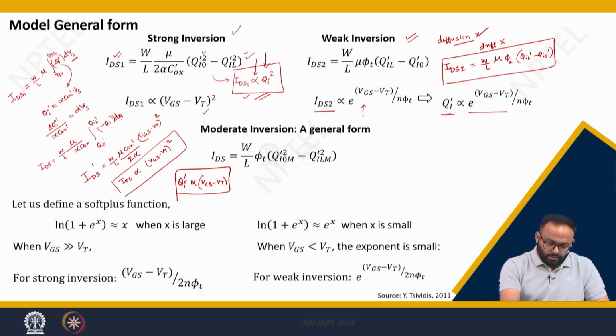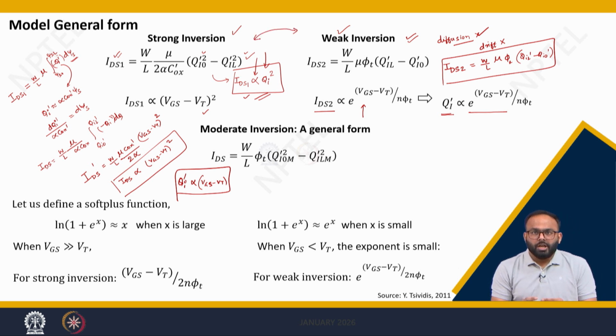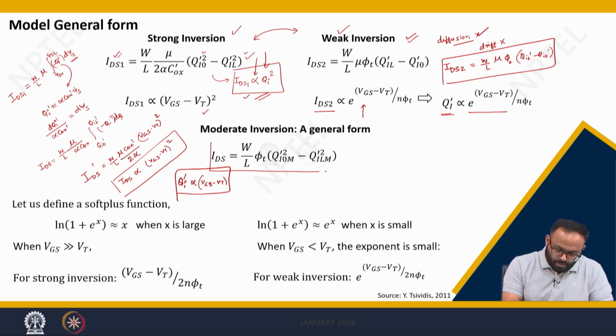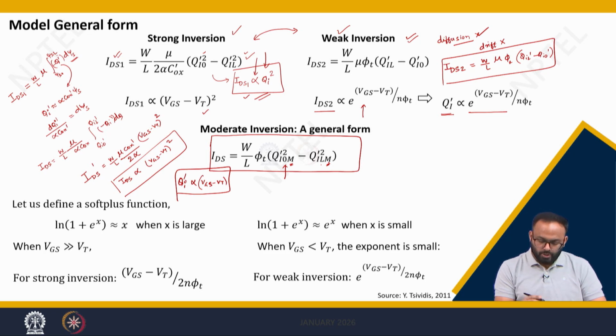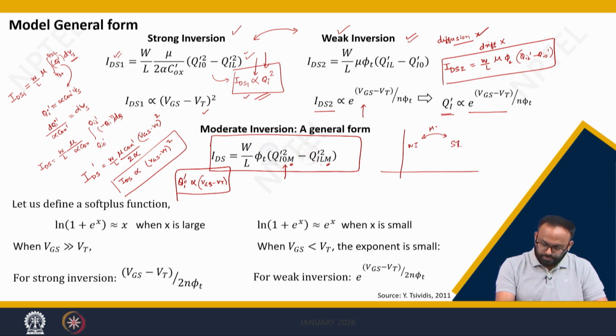So by using this understanding of strong and weak inversion, in between there will be a moderate inversion. Can I use some equation to fit such that it will capture both the effects? So let me define a dummy charge equation which says Qi0m and QiLm. Here m stands for moderate inversion. So I am just defining a dummy charge equation, which relates between the boundary of weak inversion and strong inversion, right? And in between there will be a moderate inversion, correct?